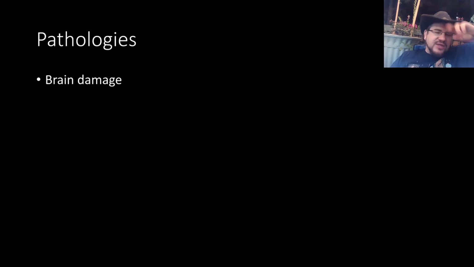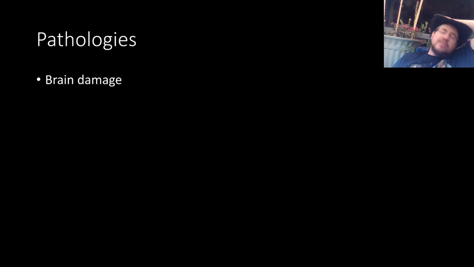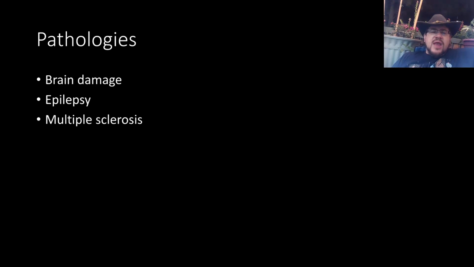Let's talk about other pathologies of the nervous system. So there's good old brain damage. With brain damage, basically you've had parts of your brain that have been damaged in some way. I'm getting ahead of myself. This is the roadmap. So we'll talk about brain damage, then epilepsy, multiple sclerosis, and cerebral palsy.